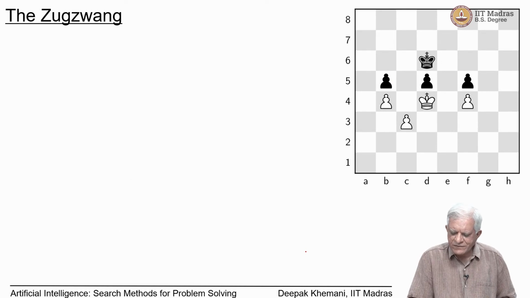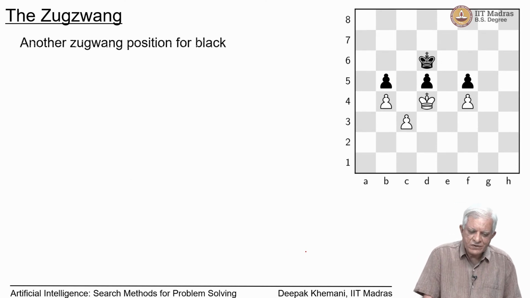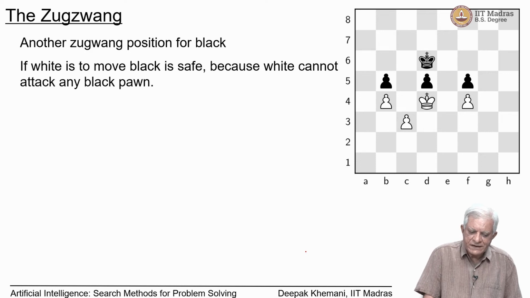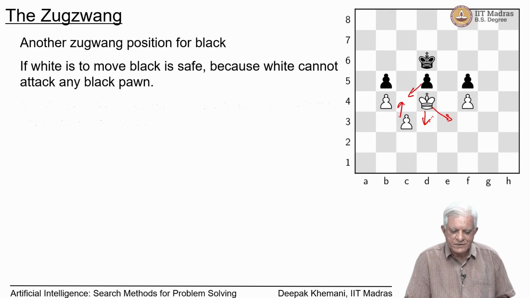This is another position for Zugzwang, which is also called Zugzwang for black, and if white is to move, black is safe because white cannot attack any black pawn essentially. So, what can white move? If white moves this thing forward, then black will capture that essentially. The only other things white can do is to either move the king here or move the king here essentially. That is the only possibilities.